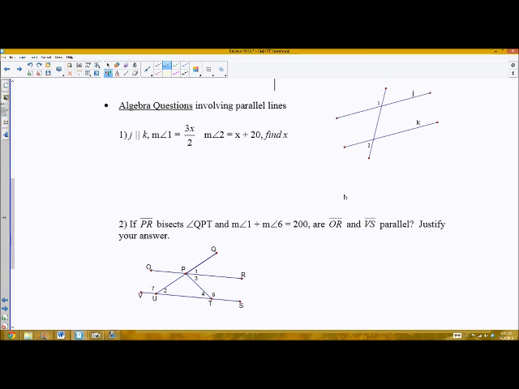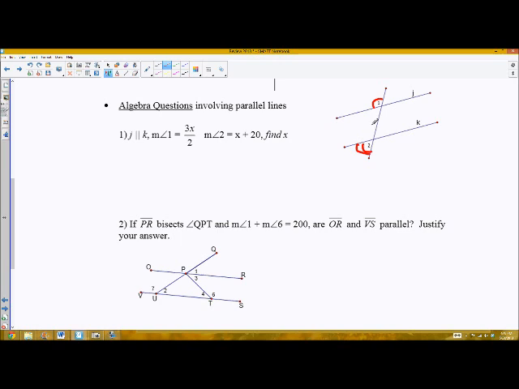And what I'd like to do now is to go over some algebra type examples so that we can see how these theorems would apply to an algebra type question. So given that the lines are parallel, I know that angle 1 is 3x over 2. I know that angle 2 is x plus 20. I need to find the value of x.